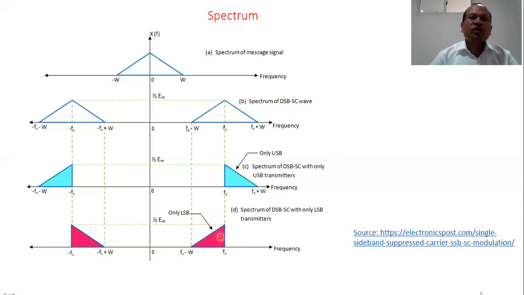So what do we do? Either we send the upper sideband or the lower sideband, and of course we do not send the carrier. It becomes SSB-SC, that is single sideband suppressed carrier, where either of the sidebands is transmitted and there is no carrier sent.